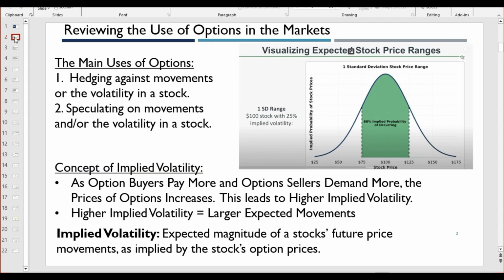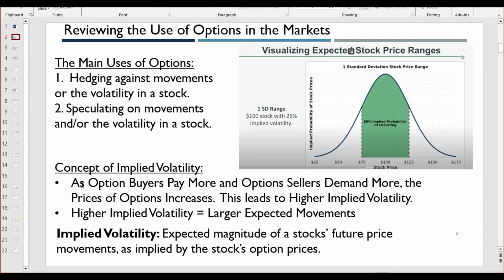Let's dive in. This is just to give a top-down review of how options are used in the market. The two main uses that options have are hedging against movements or the volatility of a stock, as well as speculating on movements of a stock. And that brings us to the concept of implied volatility.